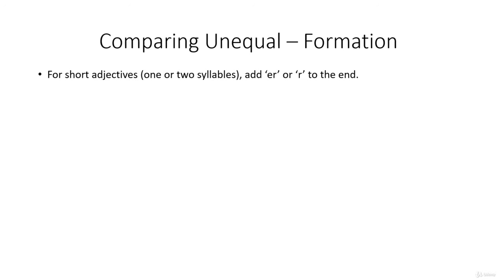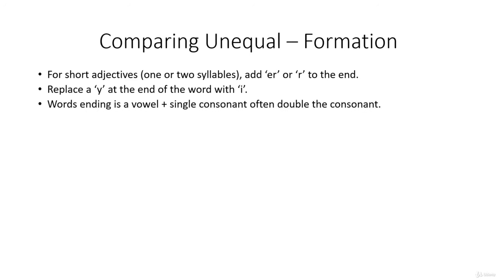Let's look at how we form the comparative. For short adjectives of 1 or 2 syllables, add er or r to the end. And if the word ends in a y, replace the y with an i before adding er. And words that end in a vowel plus a single consonant often double the consonant in the comparative form. But we'll see examples of all of these now.